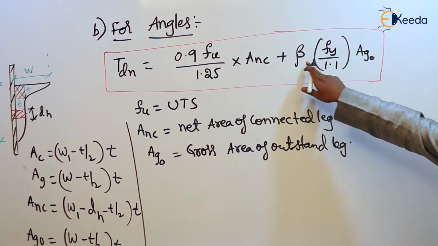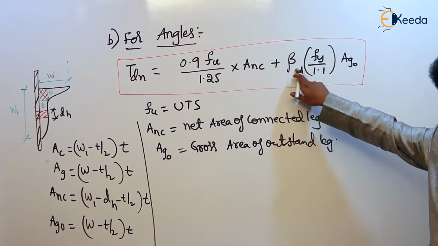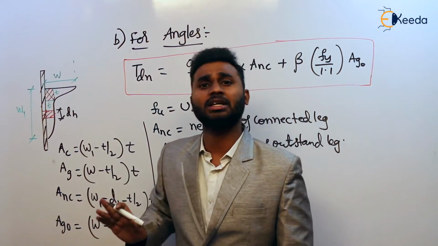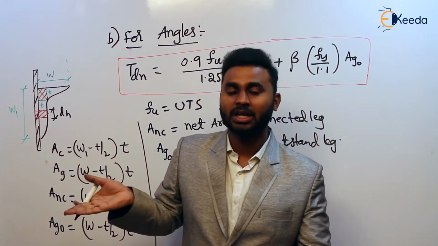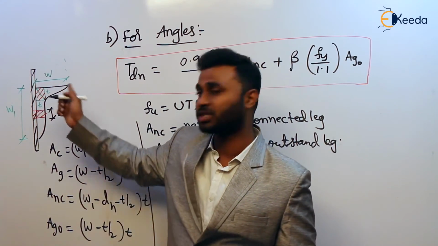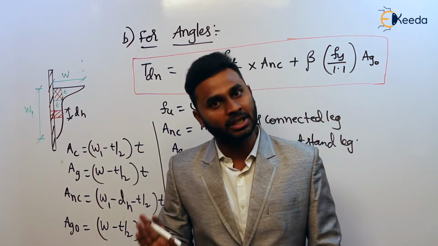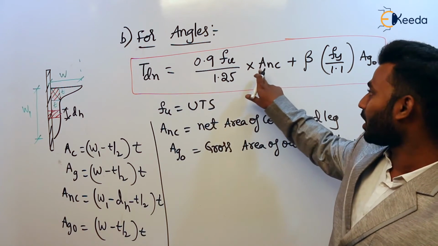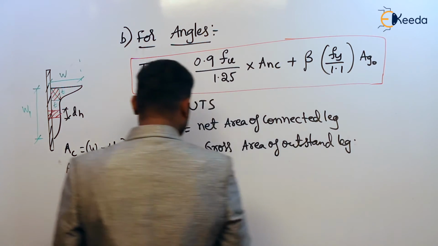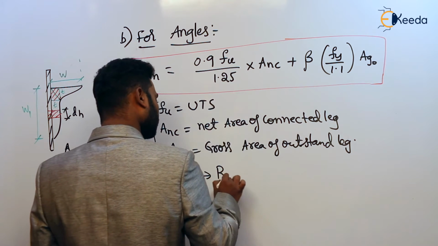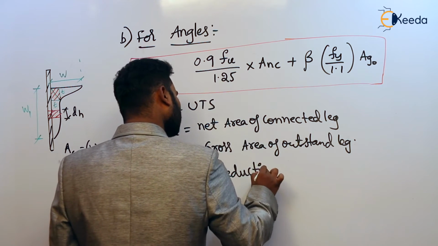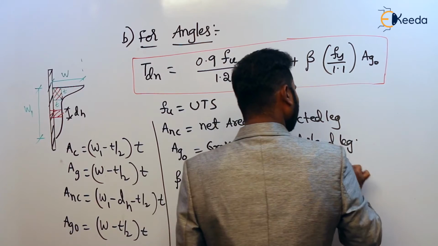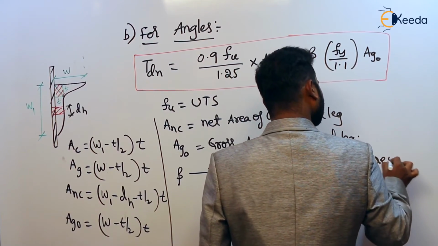Now if you observe beta, beta is nothing but a reduction factor to take care of the shear lag effect. See here, this leg is connected and this leg is unconnected. Chances are there for non-uniform straining, obviously, and that too takes place in the outstand. So as the shear lag effect is in the outstand, we have to multiply the reduction factor to the outstand only. That is why the formula is divided like this. So beta is a reduction factor to take care of the shear lag effect.